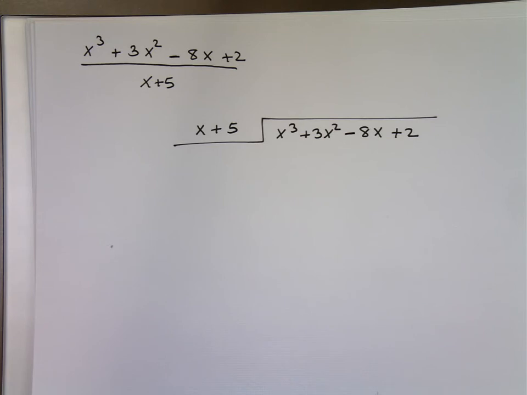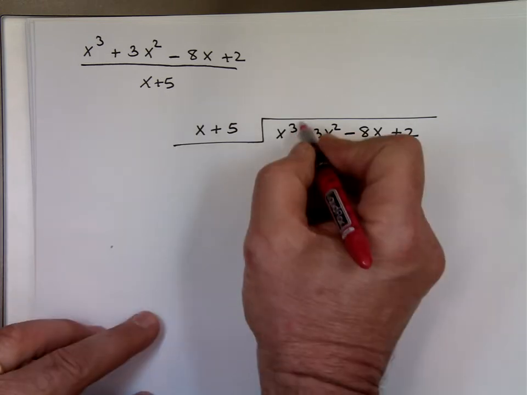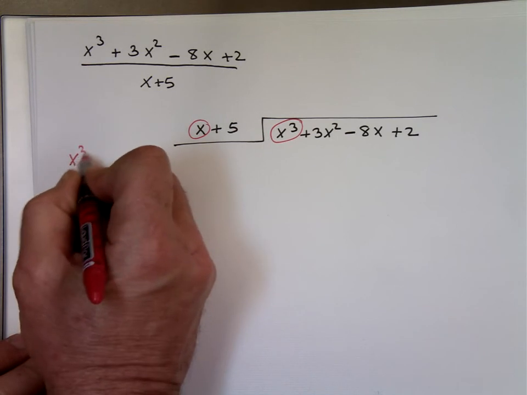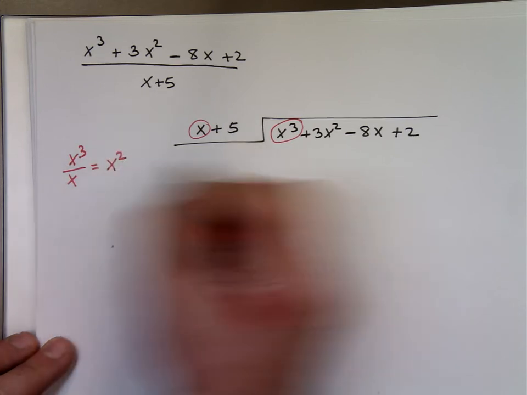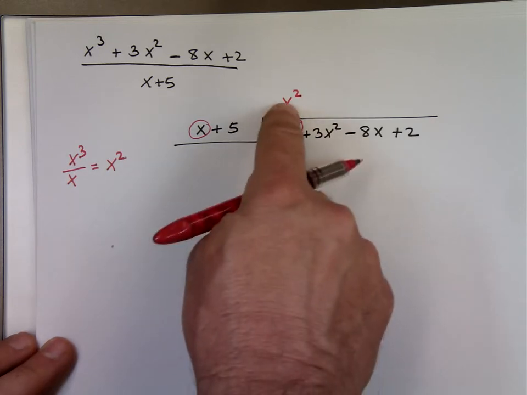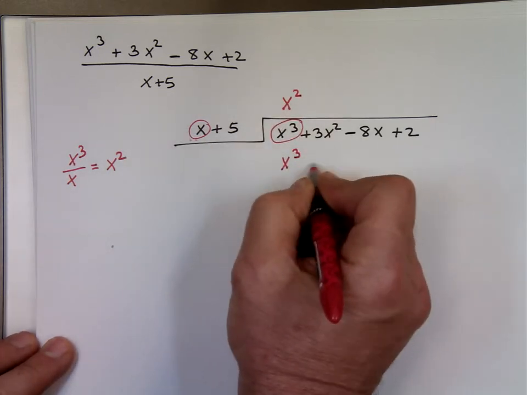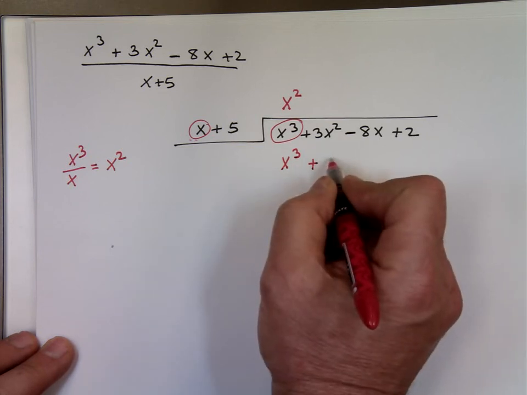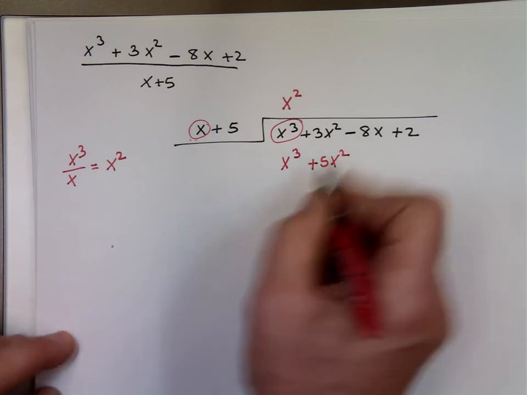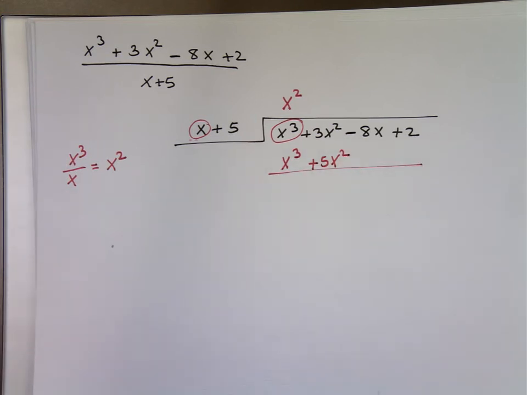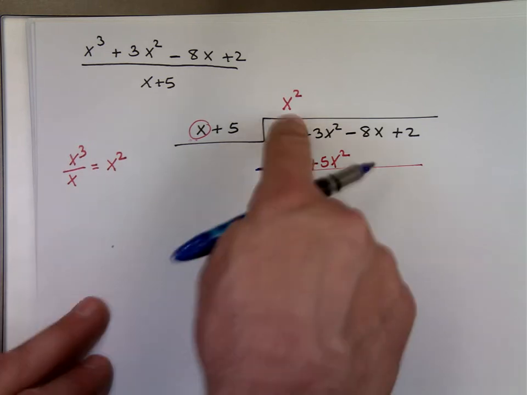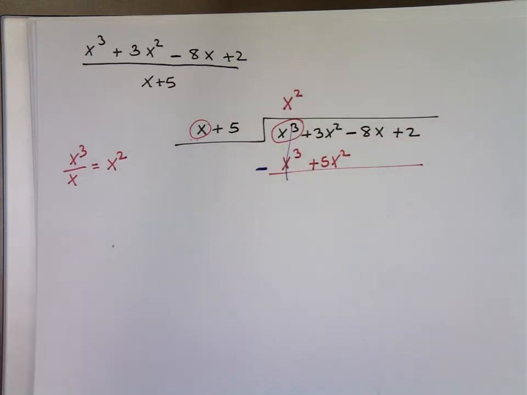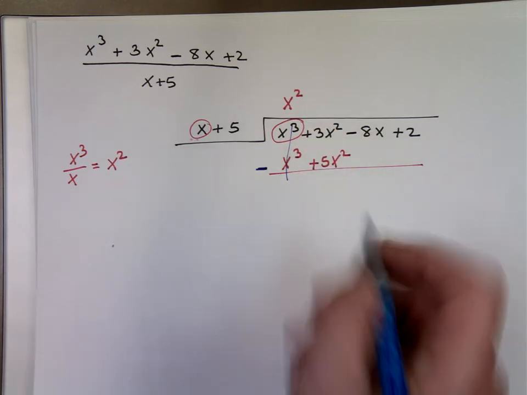Which one are we going to start with first? X to the third divided by x, right? These two. And that'll give me what? X squared. So it's x squared. What's x squared times x? X to the third plus what? X squared times 5? 5x squared. And let's subtract. What is x cubed minus x cubed? Gone. What's 3 minus a 5? Negative 2x squared. And I'll bring the next one.